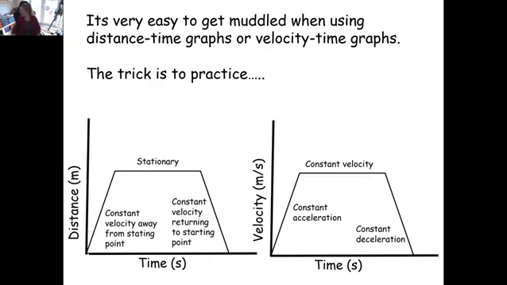Okay, so here you can see the difference between these two graphs. Here we are moving at a constant velocity away from your starting point. Here the object is stationary, and now the object is returning to the starting point with a constant velocity. Here the object is accelerating with a constant acceleration, moving with a constant velocity, and now moving with a constant deceleration.